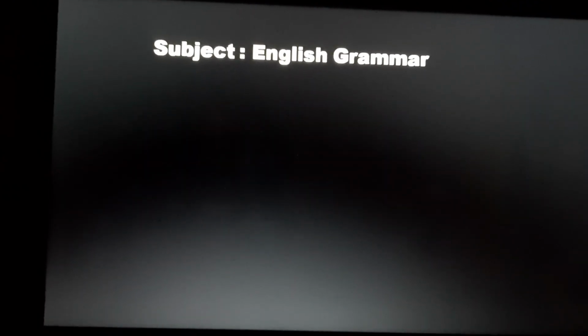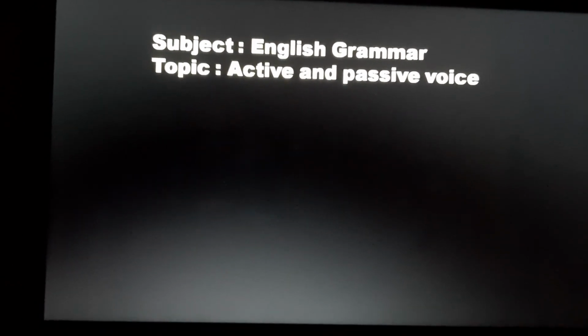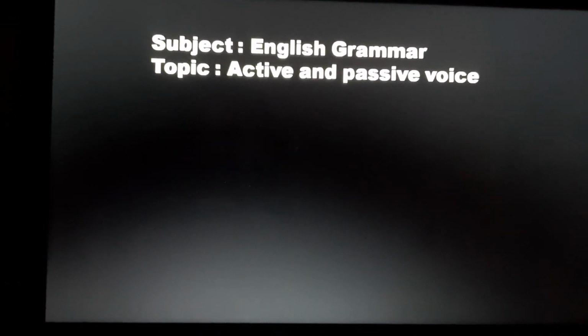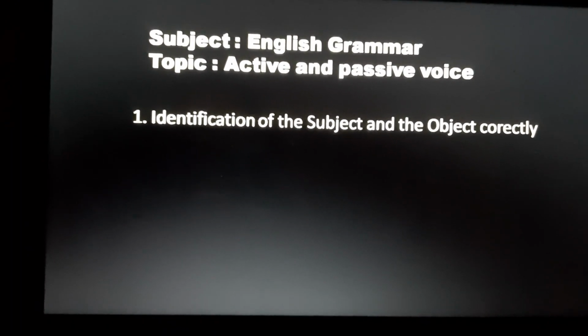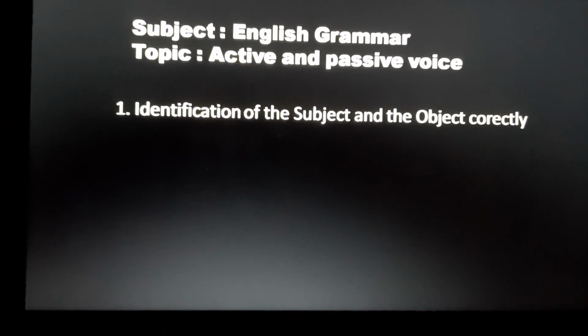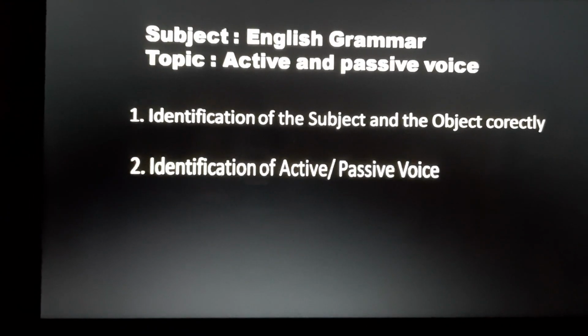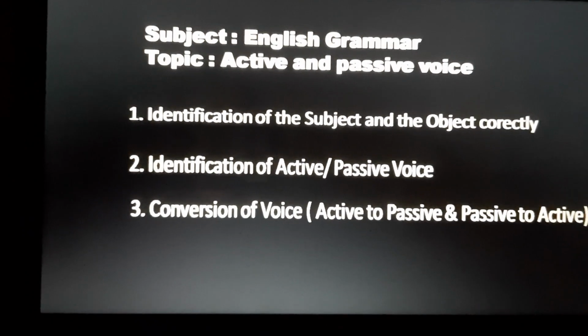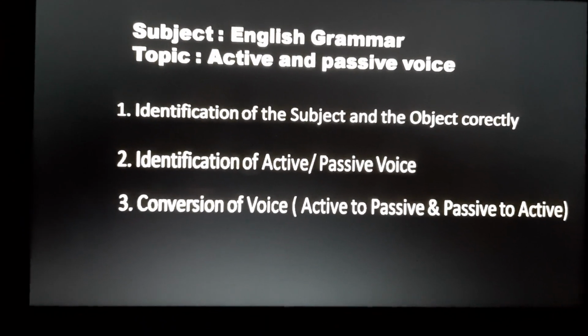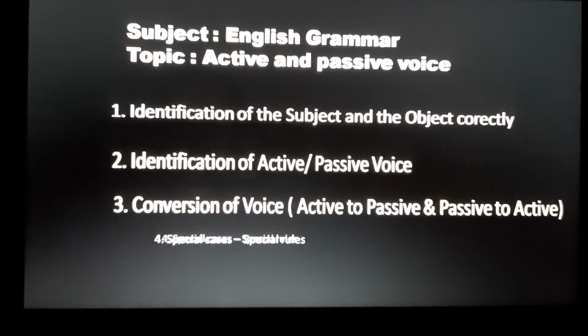We are learning English grammar, active and passive voice. This is the sixth part of the video. In the first part, we saw identification of the subject and the object correctly. In the second part, we saw identification of active and passive voice. In the third part, we learned how to convert active to passive and passive to active.